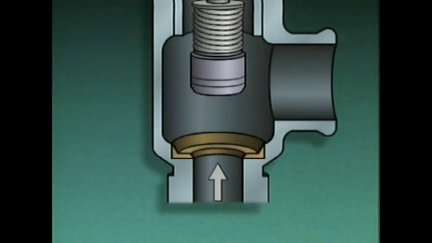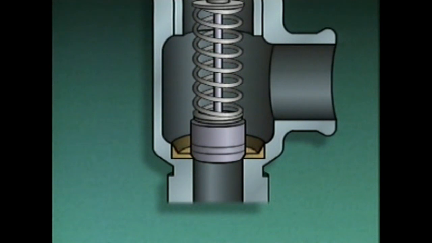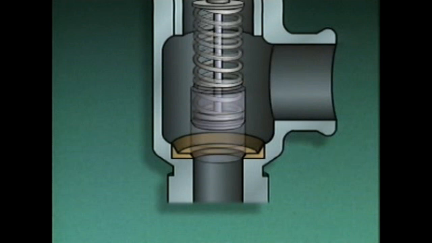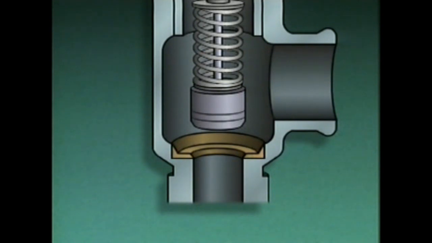As pressure decreases, the spring gradually pushes the disc back towards the seat. When the system pressure has decreased to a certain value, the disc is again resting on the seat and fluid no longer passes through the valve. In a relief valve, the amount that the valve opens is determined by the amount of excess pressure. The higher the excess pressure, the more the valve opens. The lower the excess pressure, the less it opens.